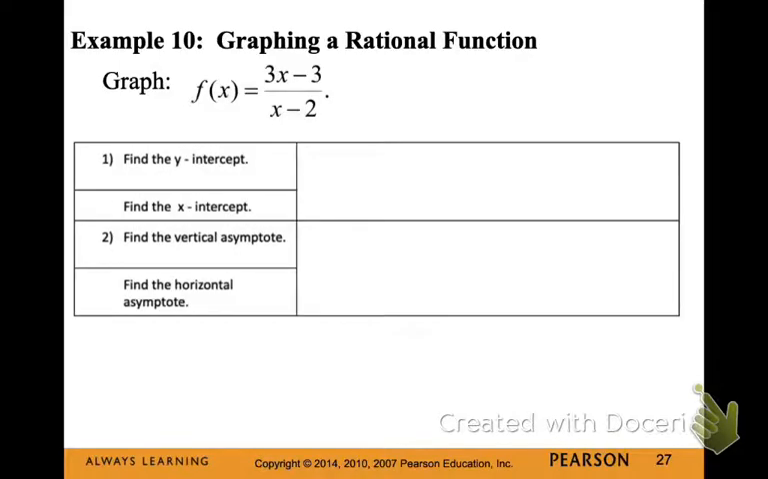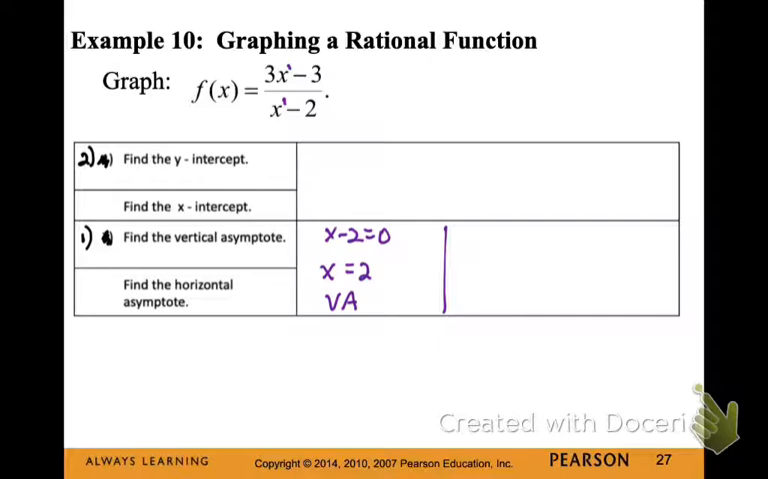So let's look at example 10, and let's graph f of x equals 3x minus 3 over x minus 2. Let's start with identifying those asymptotes. So I'm just going to shift my steps here because I like to do that first. So my vertical asymptote, I'm going to set my denominator equal to 0 and solve, and that is x equals 2.